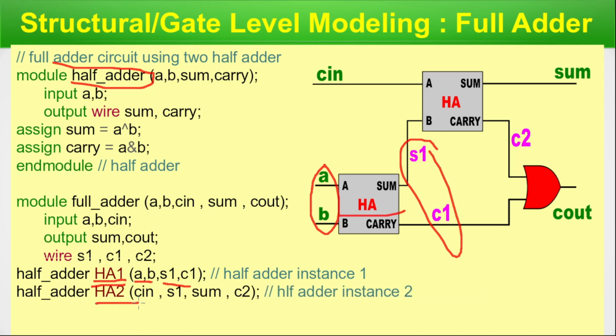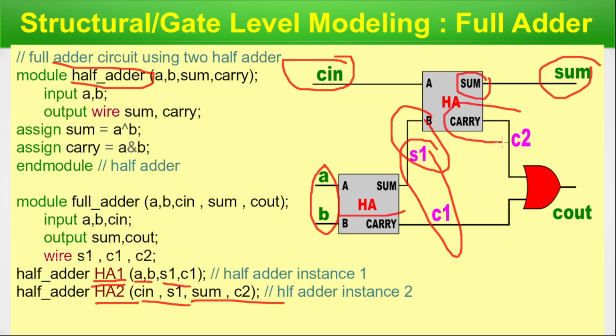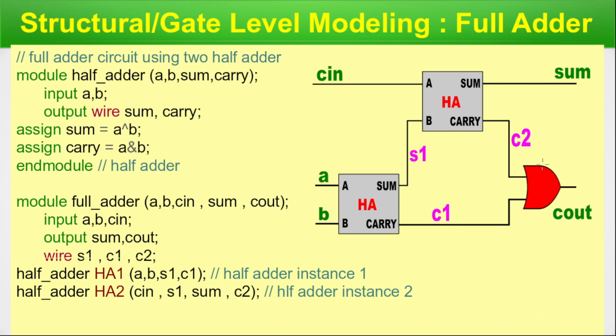Next comes half adder 2. We have C in and S1 as inputs, and we have sum and C2 as outputs. Sum goes to this sum, and carry is connected with C2, the wire, which goes to the OR gate. Now we have to add the OR gate.